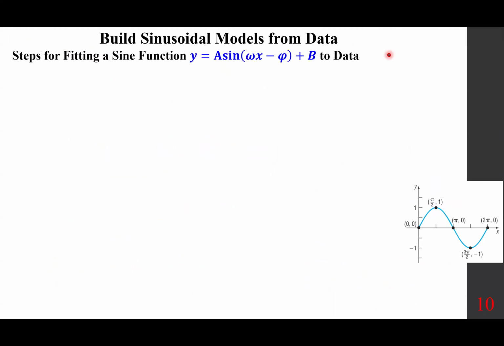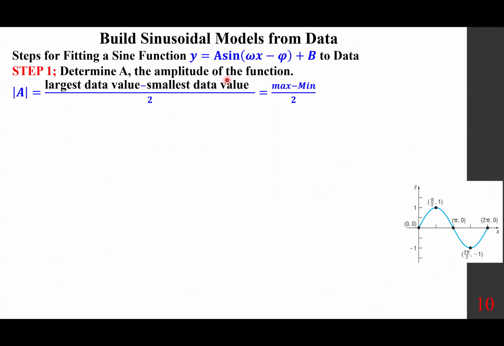Build sinusoidal models from data, steps for fitting sine functions into this, knowing one cycle. And so here's what happens. Step 1, determine A, the amplitude of the function. How do you find it? If you look at this one, the amplitude in this case was 1, the largest data minus the smallest data divided by 2. 1 minus negative 1, 2 divided by 2 is 1. So max minus min divided by 2.